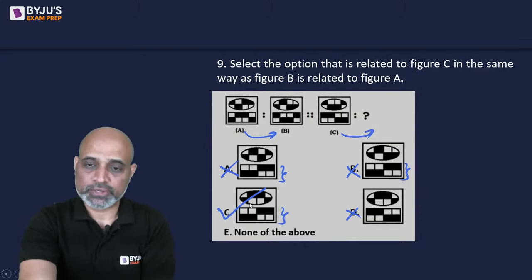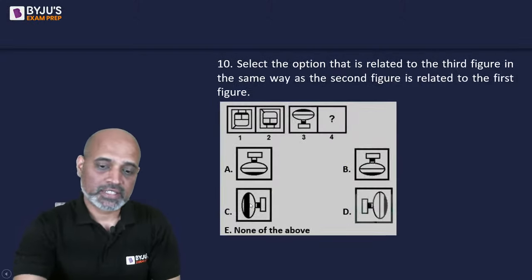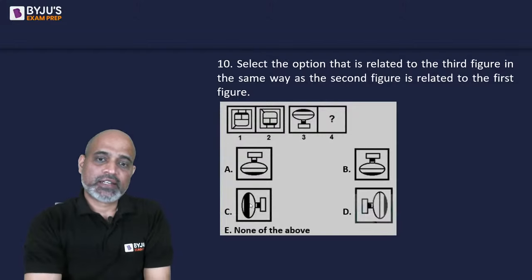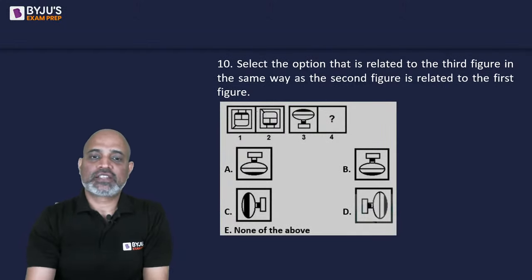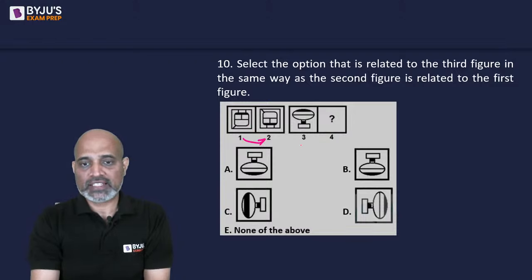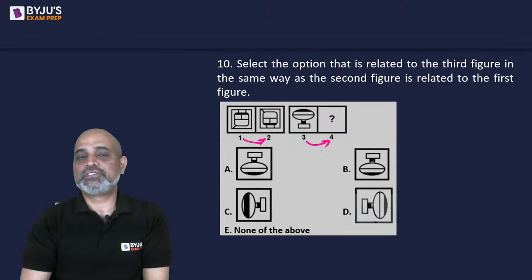Okay, good. Yes, you guys are correct. C is the answer. Next one. Select the option that is related to the third figure in the same way the second figure is related to the first figure. So first and second are related the same way as third and fourth.